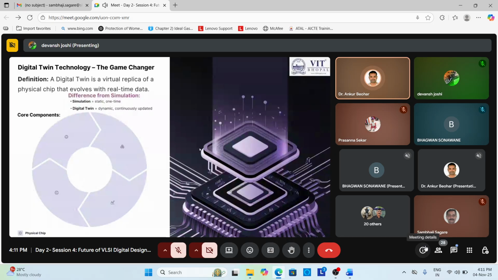So GDS2 is basically the end file for the foundry. Now our file is ready for the foundry, for chip fabrication. Actually, the final physical layout is known as the GDS2 file. It is the output used for fabrication by semiconductor foundries, like in our India we have SCL.